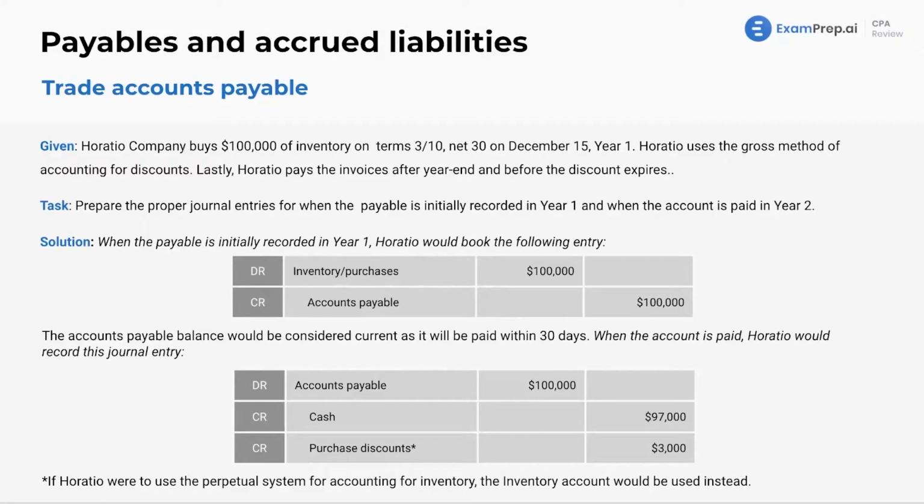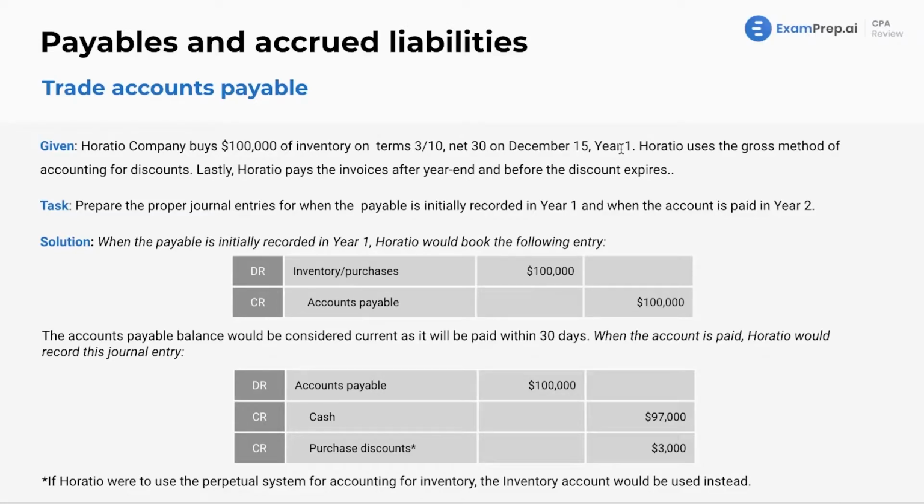Let's take a look at an example here. We've got trade accounts payable, and trade accounts, don't get confused or anything. That's just accounts payable. Another way they could say it on the exam, totally fine. So Horatio Company buys $100,000 of inventory on terms 3/10 net 30 on December 15th, year one.